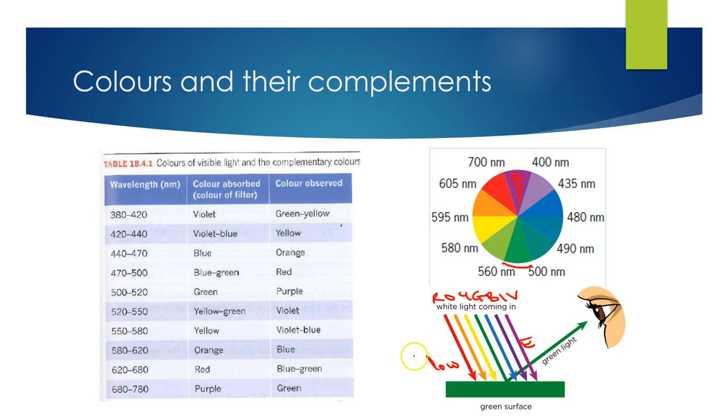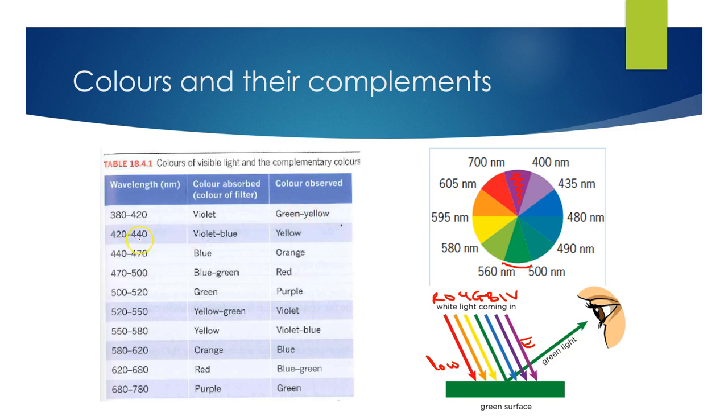Okay, and this table, which comes from your textbook, shows us the colors of visible light and their complementary colors. So if we have 380 to 420 nanometer light, the light being absorbed is violet, and we will observe it as a green-yellow color.